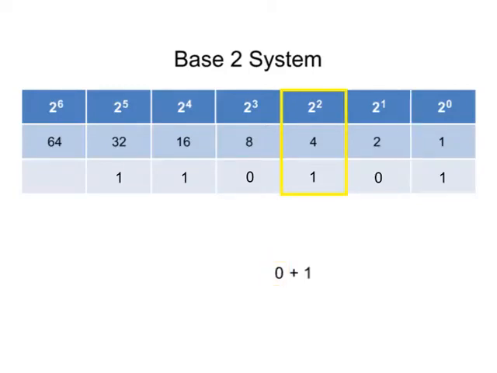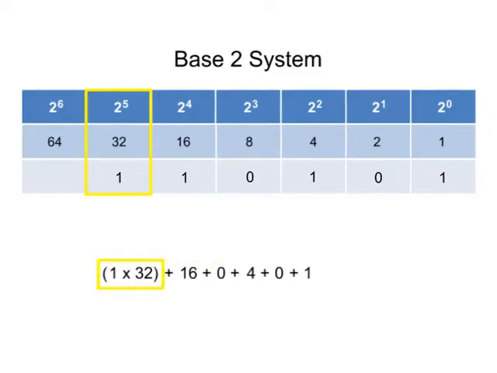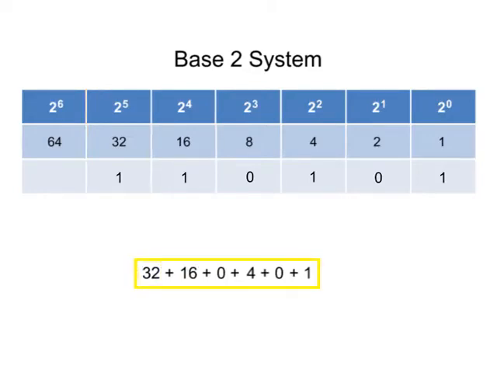The next binary number is 1. 1 times 4 is 4, so we include its place value of 4. We do this conversion for each place value of the binary number. Thus, adding up all the decimal numbers gives 53.